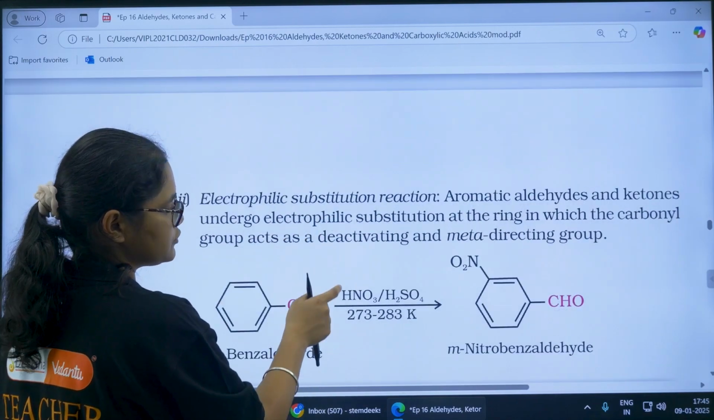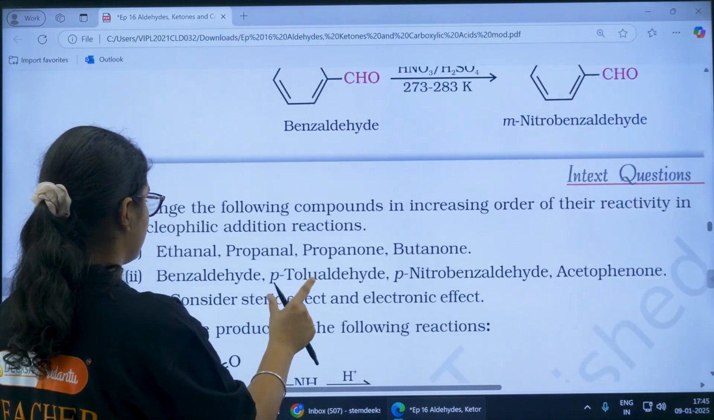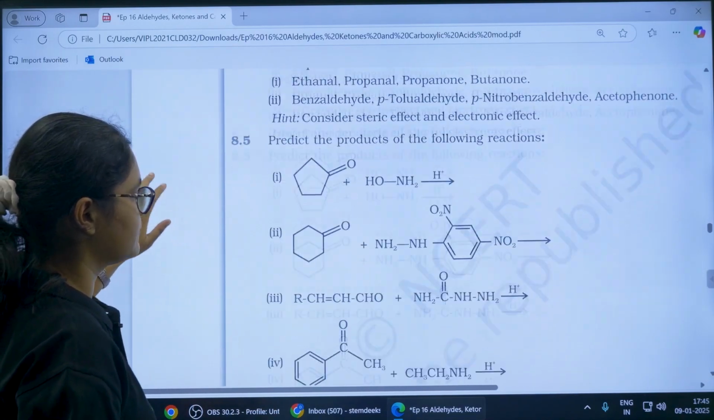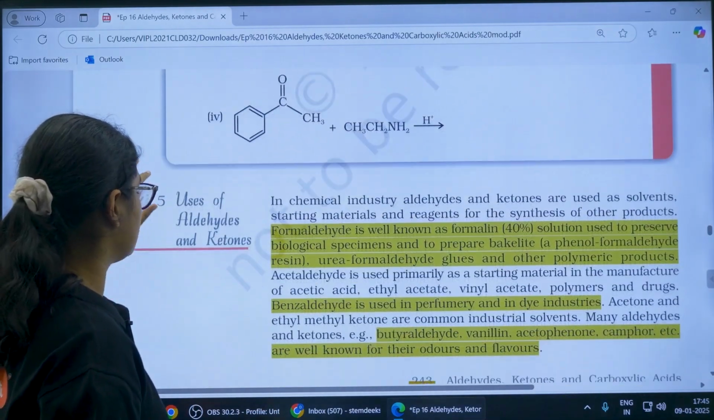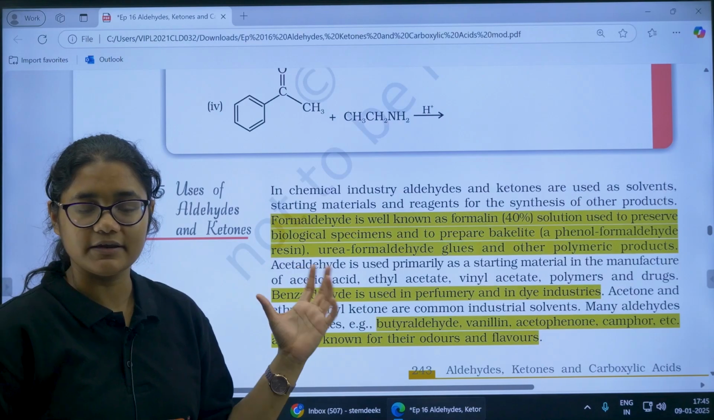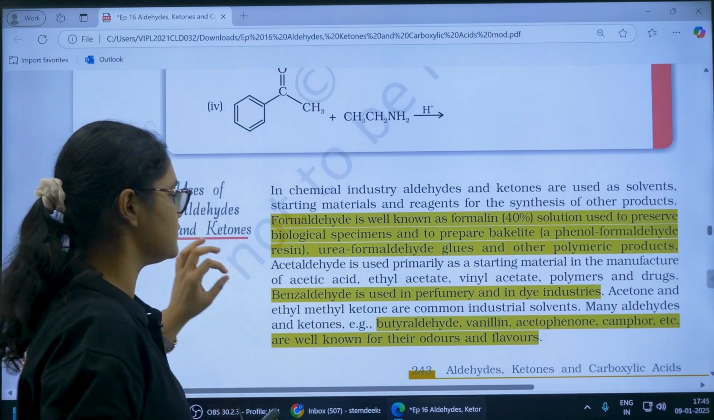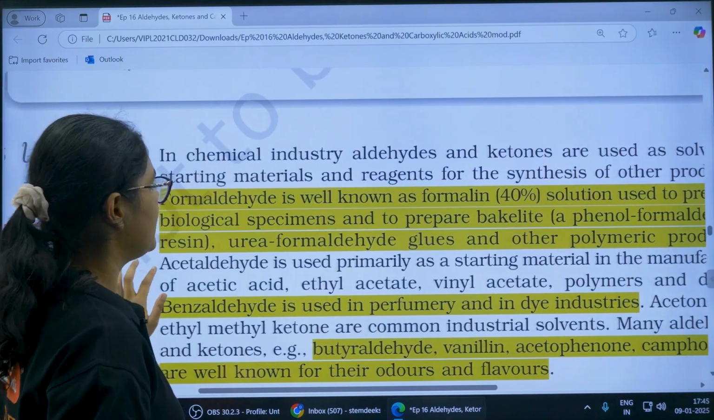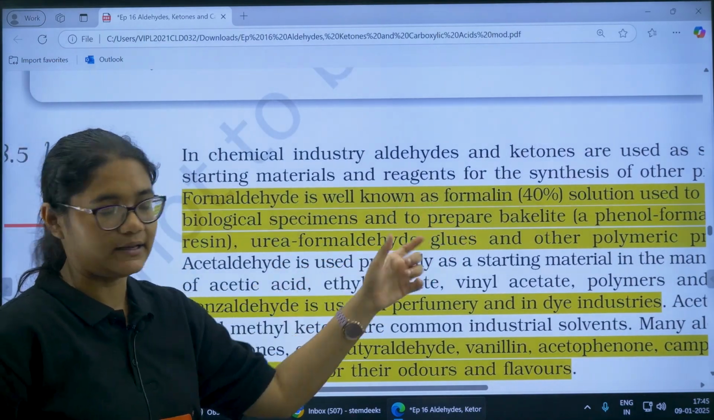Next, the electrophilic substitution reaction is also there. Next we have these in-text questions that you should be solving. Next coming to uses of aldehydes, this is very important, from where questions can be asked. So you can see the first one, formaldehyde is well known as formalin.